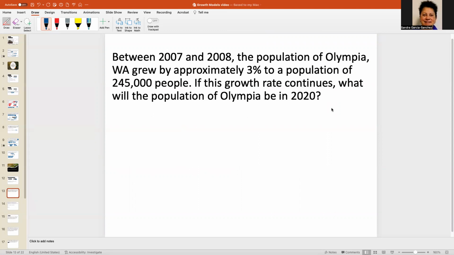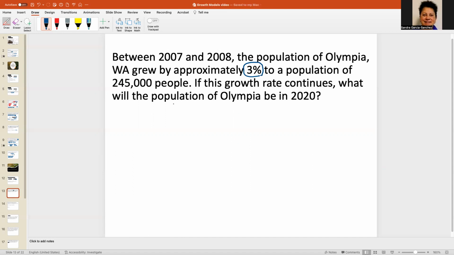So let's say this example. You see that as soon as I see a percentage here, I say, okay, this is not a linear growth problem. And when I read it, it doesn't say anything about a capacity amount. So that is not logistic growth.